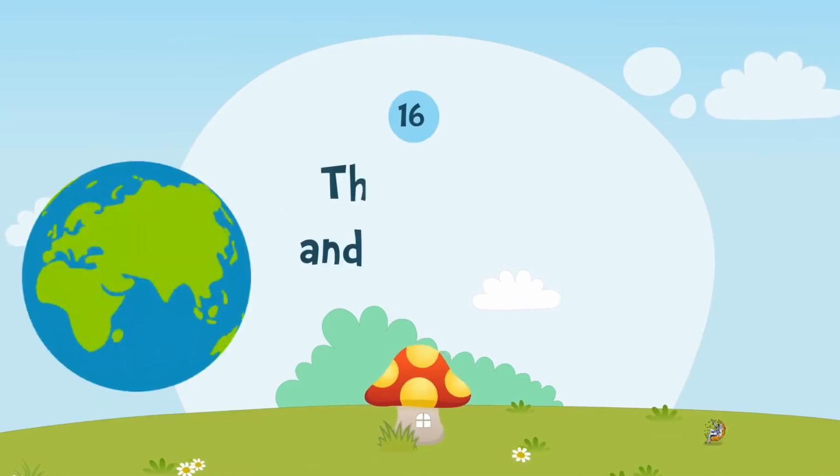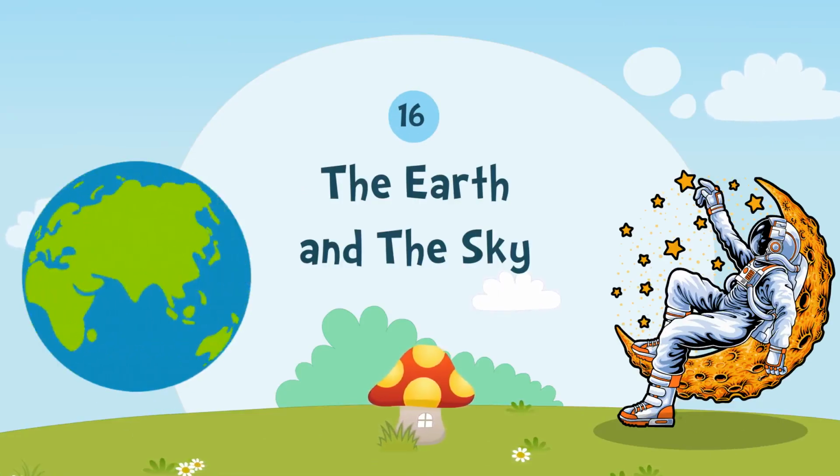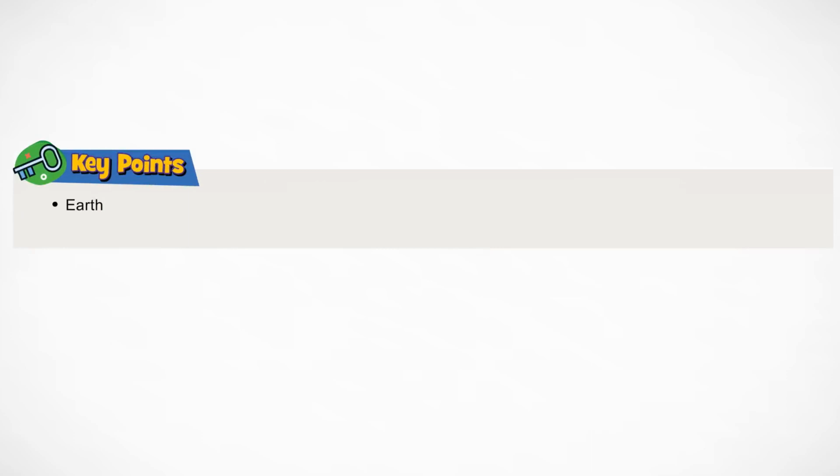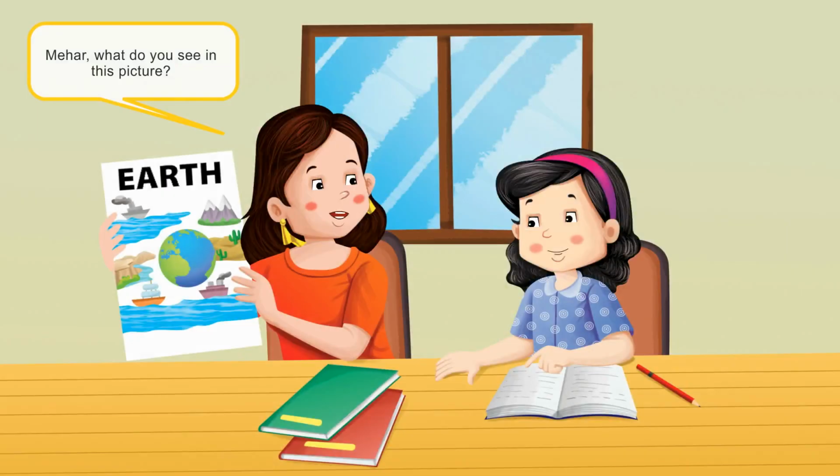Chapter 16. The Earth and the Sky. Key points. Earth. Landforms. Water bodies. Sun. Moon. Stars. Planets. Meher, what do you see in this picture?